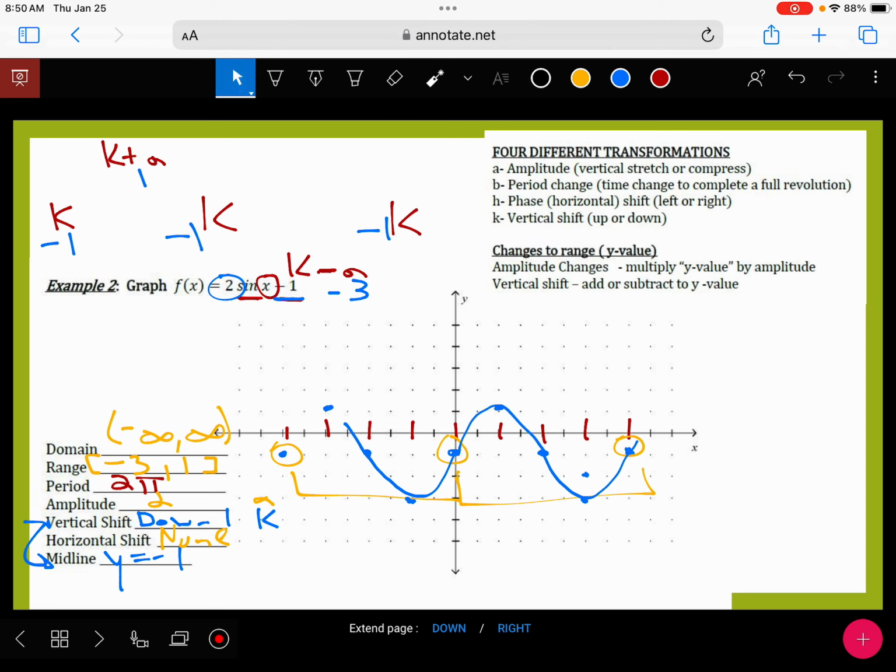Cool. So we're going to try to knock out one more example. Okay, we only have 4 minutes. Sounds good. Okay, so that's day 1, and so tomorrow we're going to continue graphing sine and cosine.